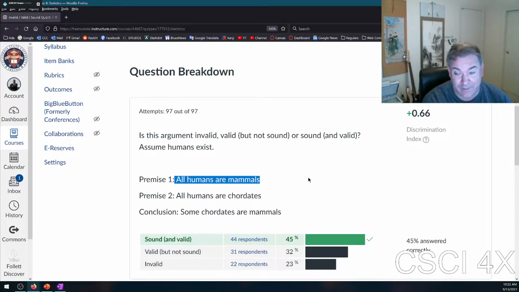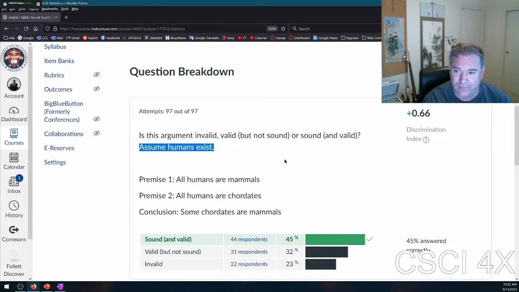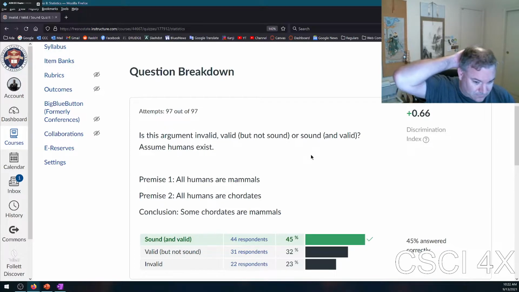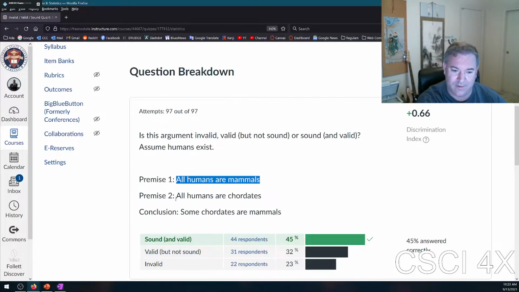All humans are mammals. That's true. All humans are chordates. That's also true. Some chordates are mammals. The logic does follow on that, assuming that there is at least one human. So, people who said that it is valid but not sound, what you are saying is that a human exists that is not a mammal, and that a human exists that is not a chordate.